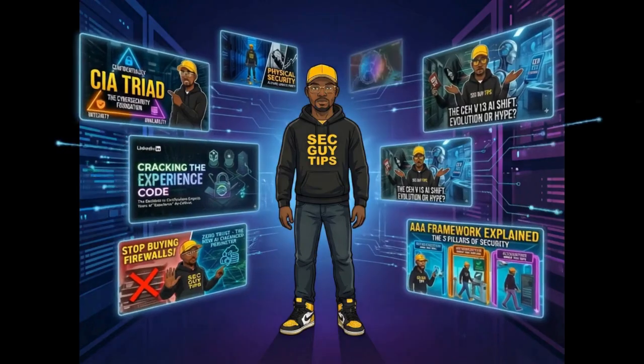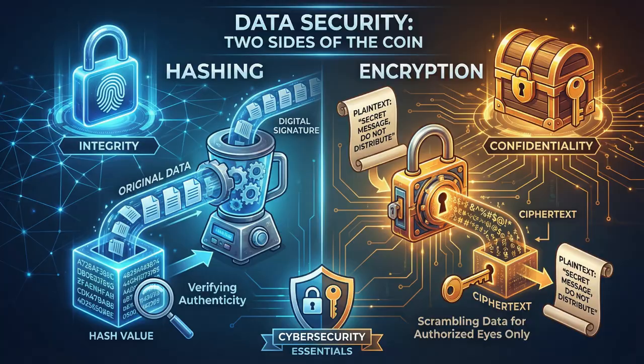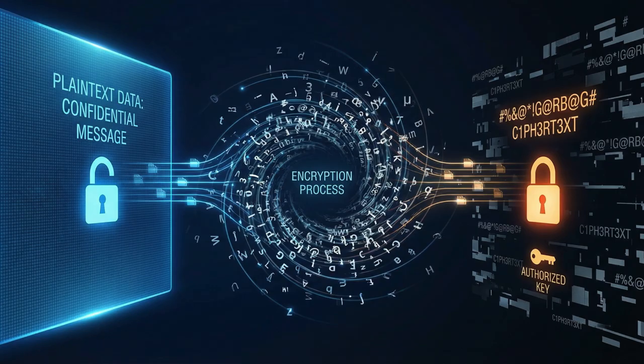Today, we are unlocking the vault. We are doing a deep dive on encryption. If hashing is about integrity, encryption is about confidentiality. It is the art of taking your readable data, called plain text, and scrambling it into unreadable garbage, called ciphertext, so that only authorized people can read it.